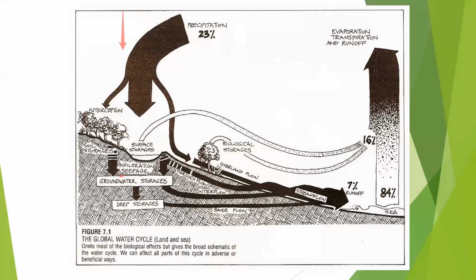So again, look at our hydrological cycle, the global water cycle, land and sea. We're seeing here the air joining into the atmosphere. According to this, 84% originates from the sea, and 16% is being returned to the atmosphere from surface storage, evaporation, and from biological storages, as in plants and animals. So there's our 100%.